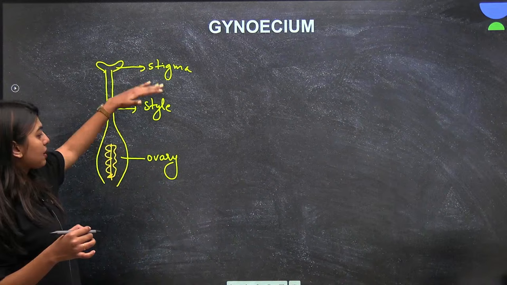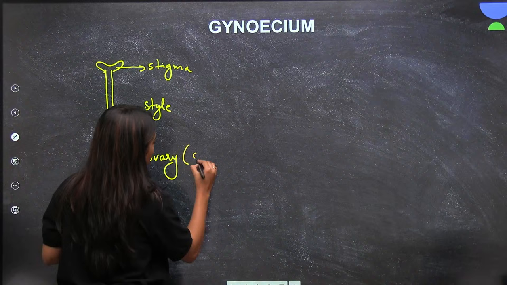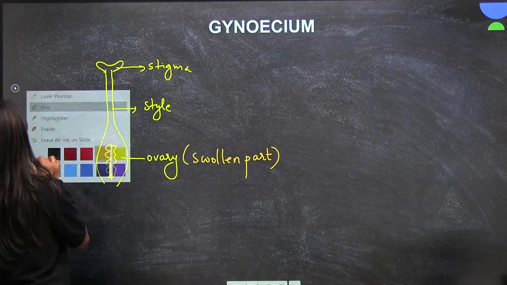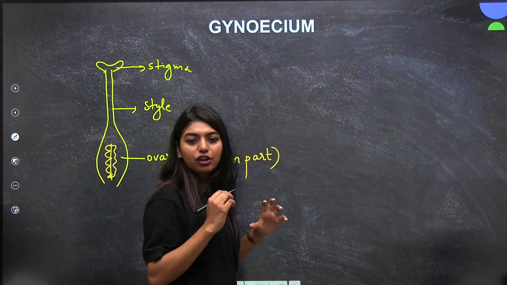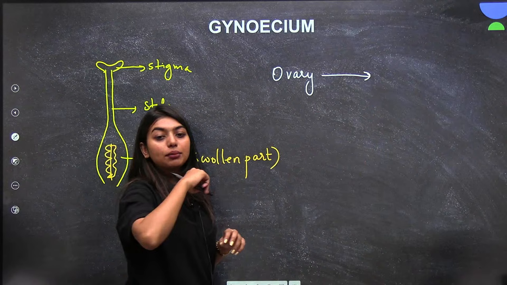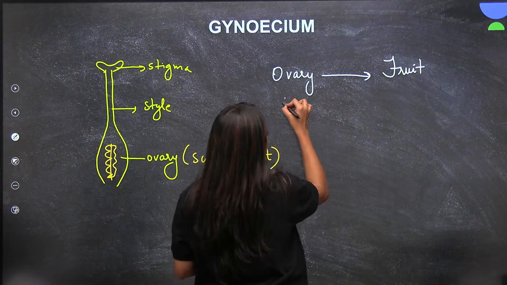Now this ovary has a swollen part, which is called this part. This is your swollen part, the female part. Inside the ovary we have ovules. Ovules will later develop into seed. Ovary will later develop into fruit. Agreed, all of you? So we will write it here: the ovary will undergo fertilization and become your fruit. In the same way, your ovules will undergo fertilization and become seed.